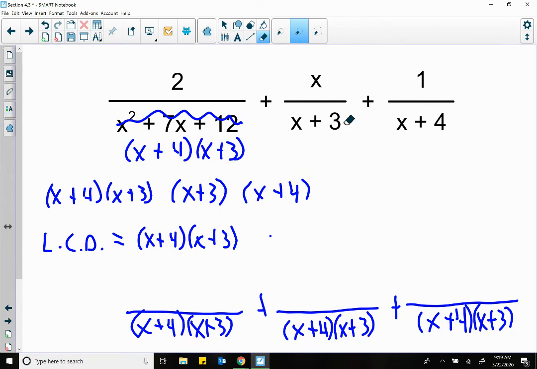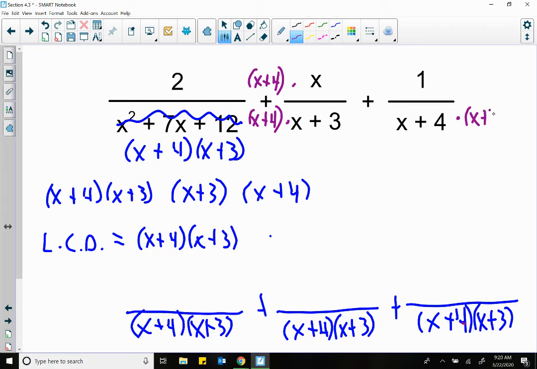This one has x plus 3, but I need x plus 4, x plus 3. So what is this missing? This is where that idea of multiply by what's missing really shines through. This guy's missing the x plus 4. So we're going to multiply this by x plus 4, both the top and the bottom, because that's what's missing in this denominator, the x plus 4 part. Well, now if you look at this guy, I have x plus 4. I need x plus 4 times x plus 3. So what's missing? Just like what we saw a second ago, it's missing the x plus 3 this time.